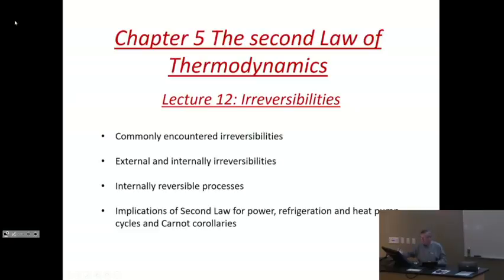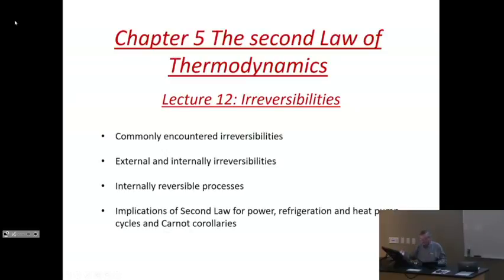This is lecture 12. It's the second lecture on chapter 5 about the second law of thermodynamics. What we will do here is explain the effects of commonly encountered irreversibilities. Then we will make the difference between internal and external irreversibilities.